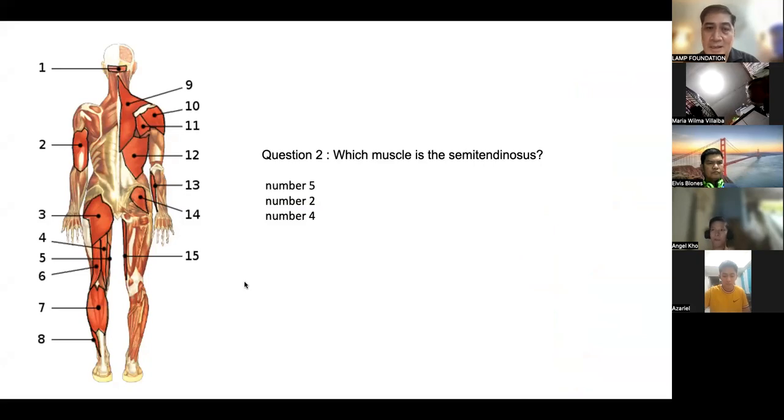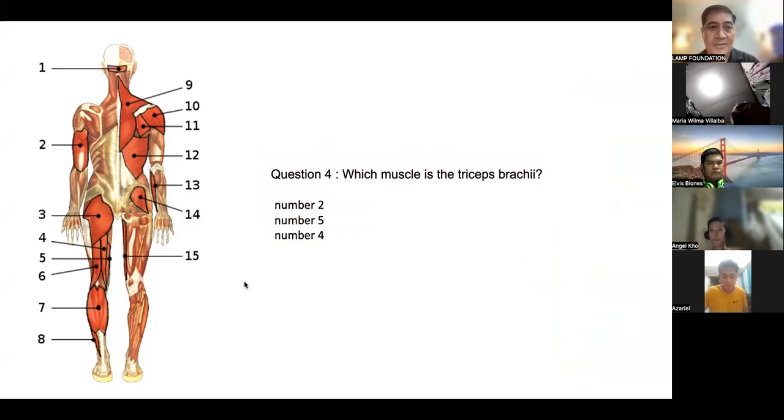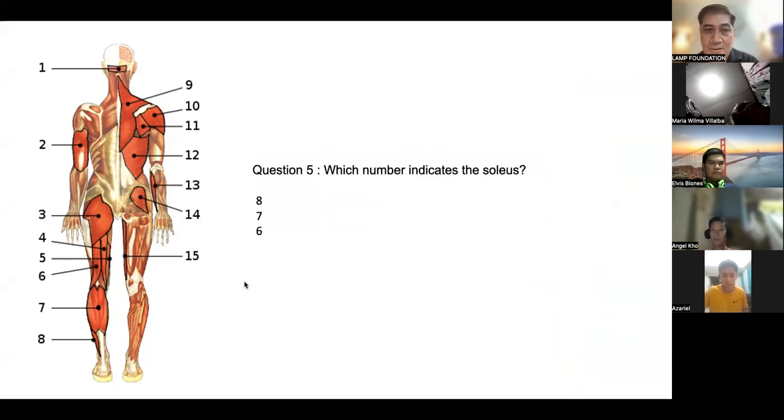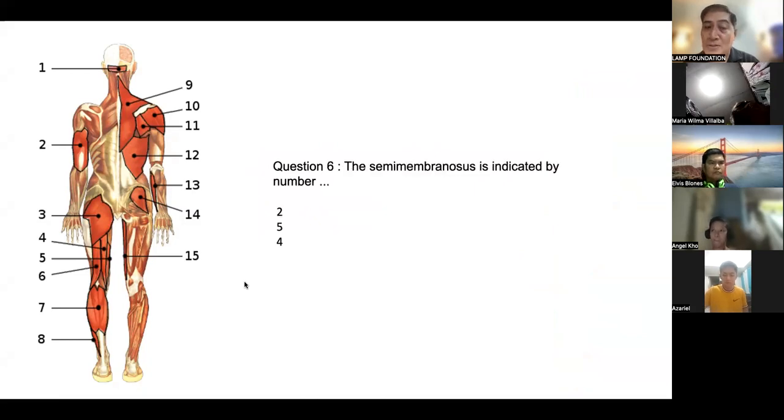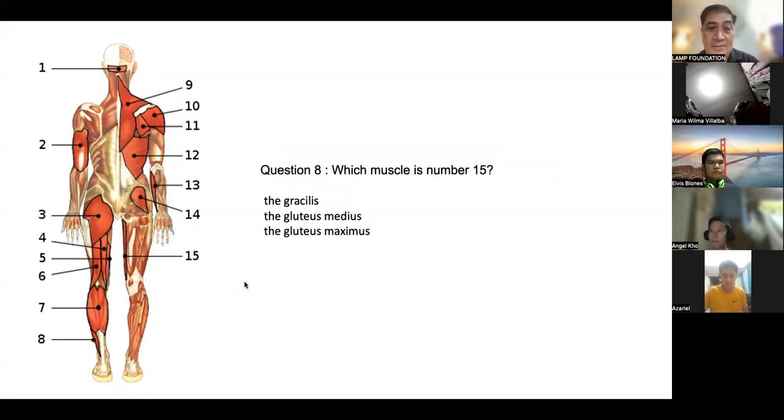Which muscle is the semitendinosus? Number 4, Doc. Which muscle is number 7? Number 7 is the gastrocnemius. Okay. Which muscle is the triceps brachii? Number 2. Which number indicates the soleus? The soleus is number 8. The semimembranosus is indicated by number what? Number 5, Doc. Number 10 is pointing to what? The deltoid.